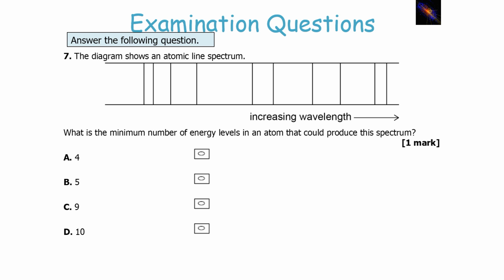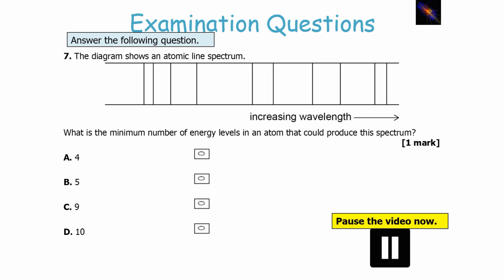The next one, this diagram shows an atomic line spectrum. What's the minimum number of energy levels in an atom that could produce this spectrum? So pause this video now, then unpause the video when you want to go through your answer.